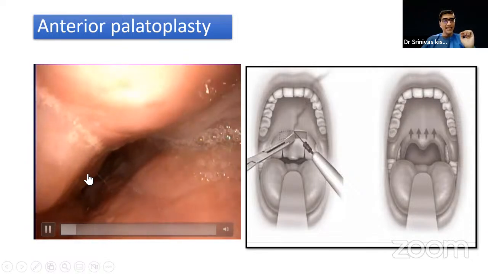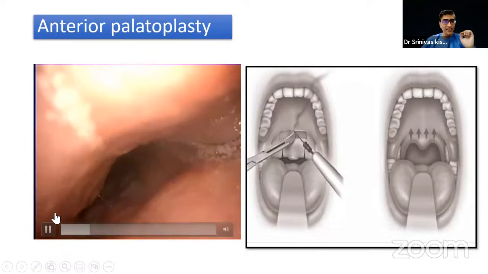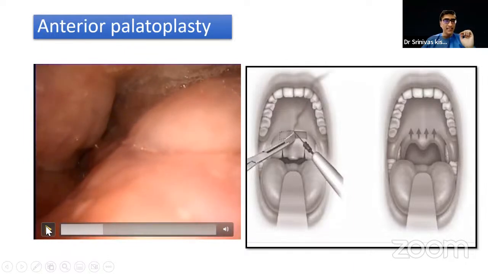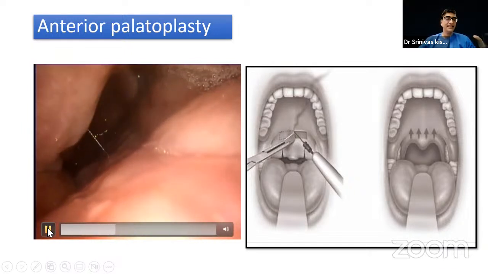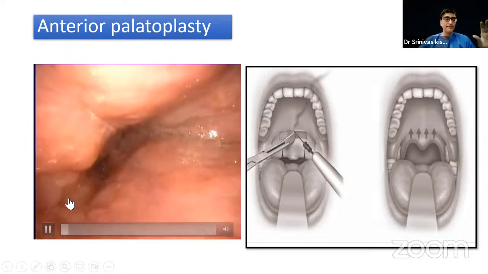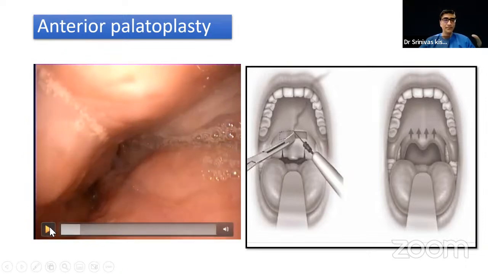So when do you do anterior palatoplasty? When you see an anterior-posterior collapse that is happening. Please pardon the scope. This is anterior, this is posterior. And because of the way I put the scope, you are finding it to be side to side. So this is the anterior-posterior collapse that is happening for this particular patient.